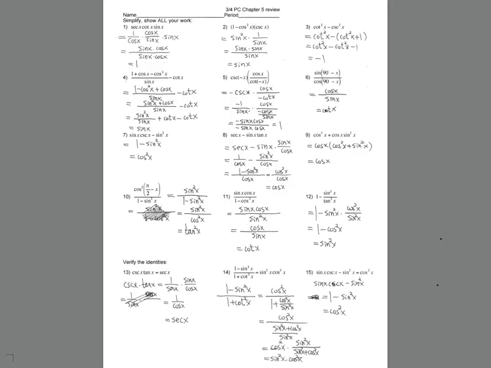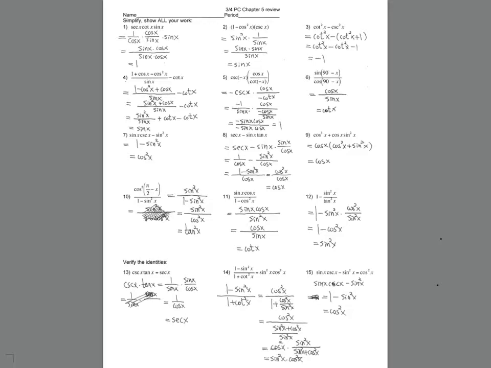Number 8, secant x minus sine times tangent x. The first one, secant x, I'll rewrite using the reciprocal identity, which is 1 over cosine. And the second one, sine times tangent, I'm using the quotient identity, which is sine over cosine. Since I have the same denominators, cosine x at the bottom, I can subtract the tops. So the top I have 1 minus sine square x, which is cosine square x. So what's cosine square x divided by cosine x? Cosine square x over cosine is cosine x.